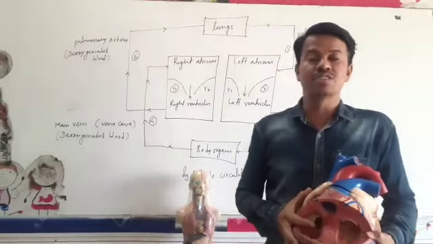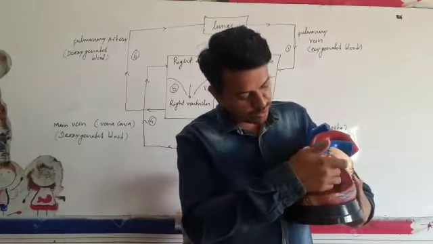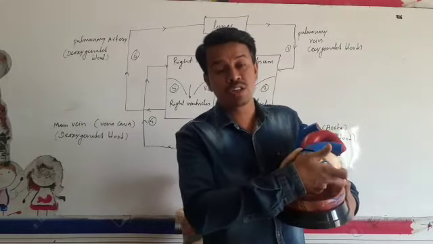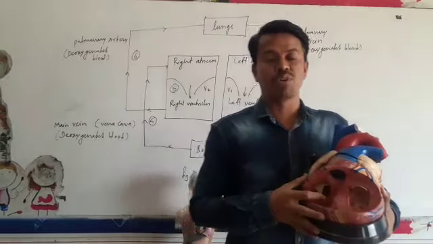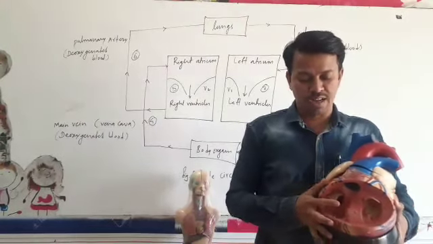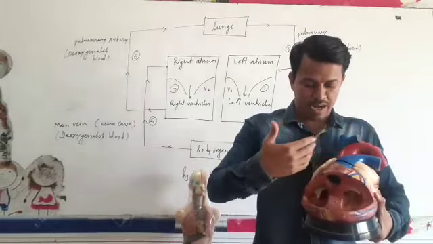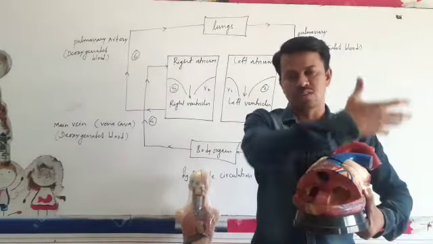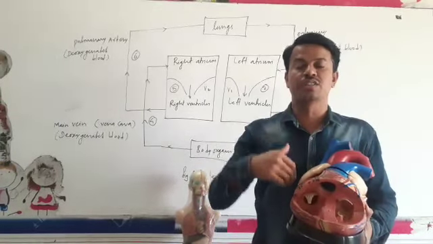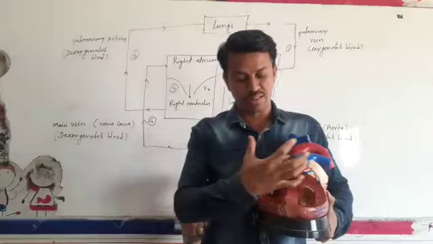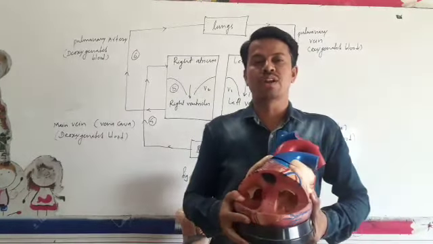These auricle chambers we call the receiving chambers. The upper part is called the receiving chambers, and the lower part, the ventricles, we call the discharging chambers. Why are they called receiving chambers? Because from the left side, from the lungs, oxygenated blood enters, and from the right side deoxygenated blood enters. So that is the receiving chamber, and the ventricle portion is called the discharging chamber.